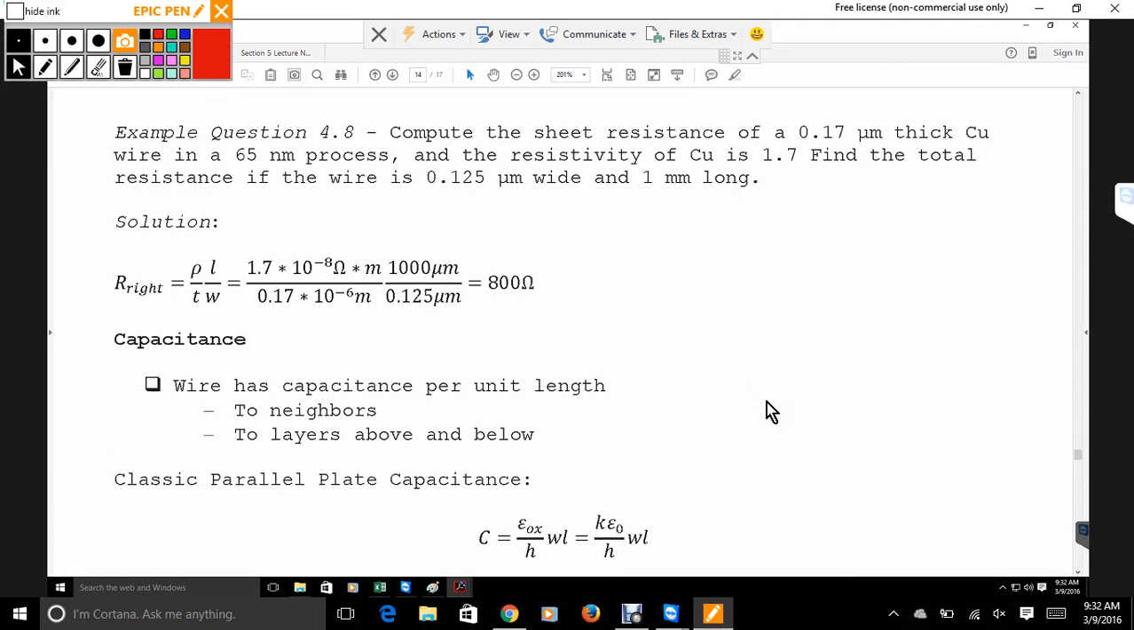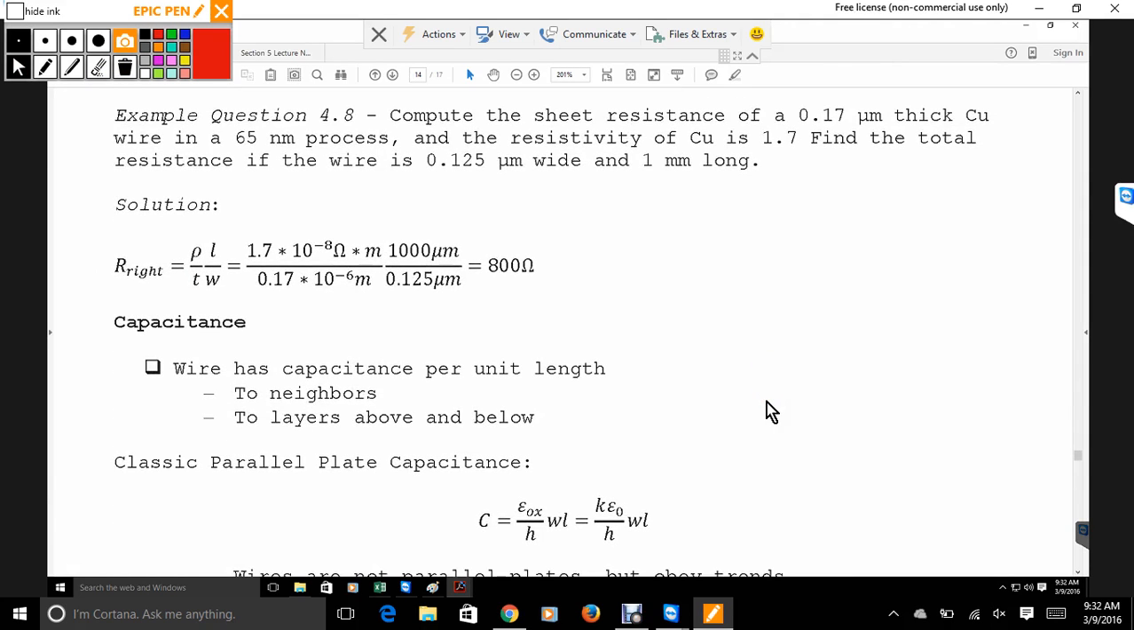All right, so here we actually have a more appropriate sheet resistance type problem. We have a 0.17 micron thick copper wire in a 65 nanometer process, and the resistivity is 1.7, and remember, it's in ohms times centimeters. Find the total resistance if the wire is 0.125 micron wide and 1 millimeter long.